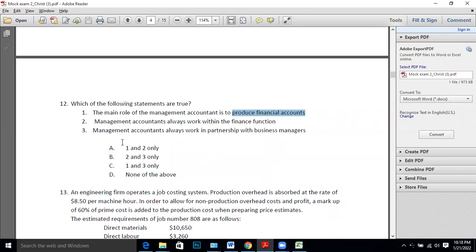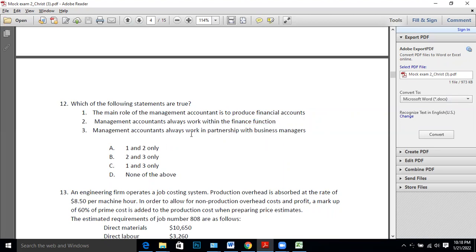Management accountants always work within the finance function. Not always. They can be outside the finance function as well. For example, one day a management accountant can become the CEO of a company. In that case, he is not limited to the finance function only.